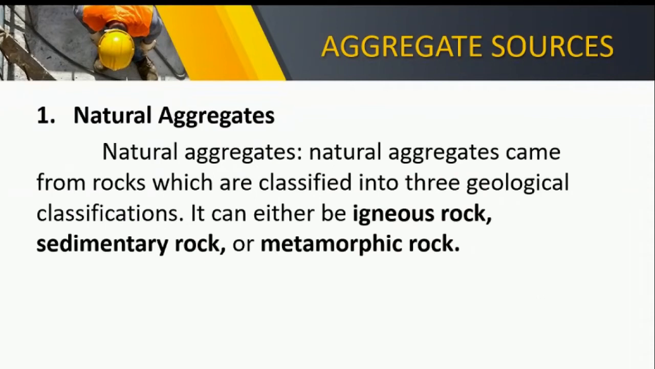Aggregate sources. So una muna is the natural aggregates. Natural aggregates came from rocks which are classified into three geological classifications. It can either be igneous rocks, sedimentary rocks, or metamorphic rocks. So, noong second year, napag-aralan natin to sa geology, yung mga types of rocks. So, babalikan lang natin ng konti para magka-idea kayo.